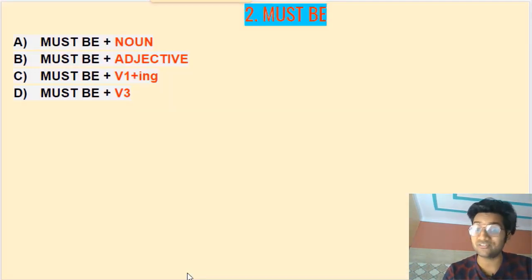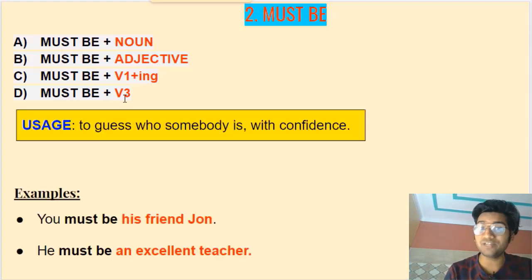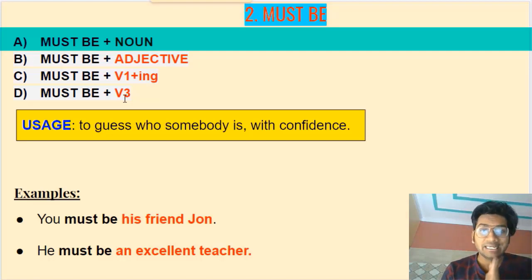Let's talk about the second one, which is must be. Guys, must be can be used in these following structures. Must be followed by a noun, must be followed by an adjective, must be followed by a present participle, an ing form of a verb, and must be followed by a past participle, a third form of a verb. Let's understand the first one, must be followed by a noun. Now guys, when do we use must be plus a noun?